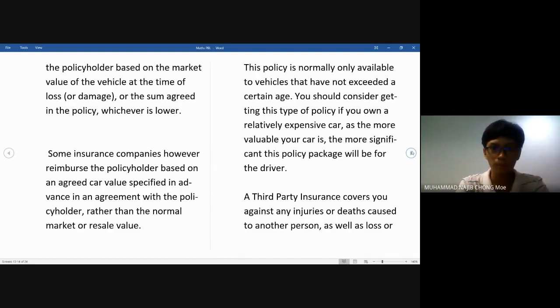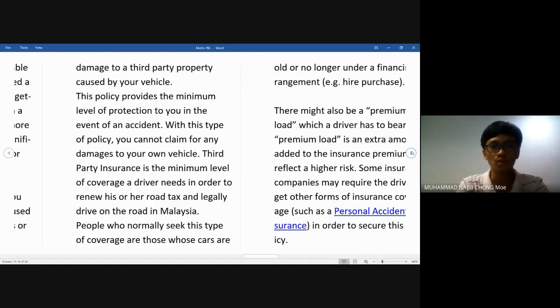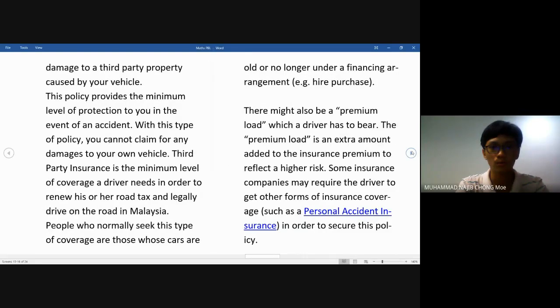A third-party insurance covers you against any injuries or deaths caused to another person, as well as loss or damage to a third-party property caused by your vehicle. This policy provides the minimum level of protection to you in the event of an accident. With this type of policy, you cannot claim for any damage to your own vehicle.